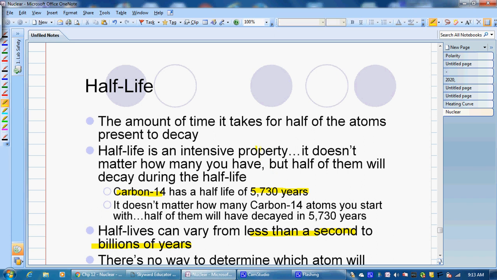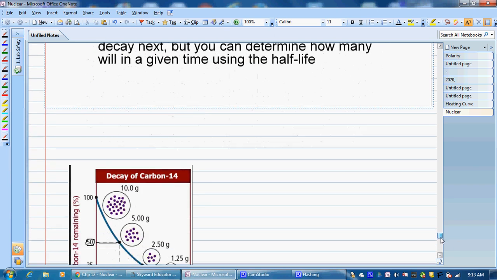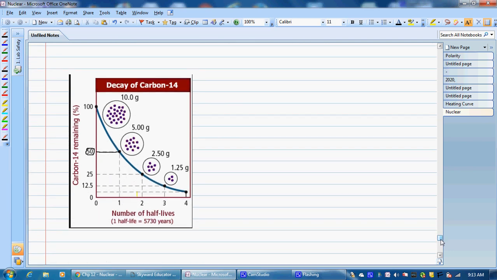Half-lives do vary depending on what substance we have. They vary from seconds to billions of years, and there's no way to determine which exact atom is going to decay, but we do know that we will get rid of half of the atoms in that amount of time. So we can't pinpoint exactly which atoms, but we can determine that within the average there's going to be half left.